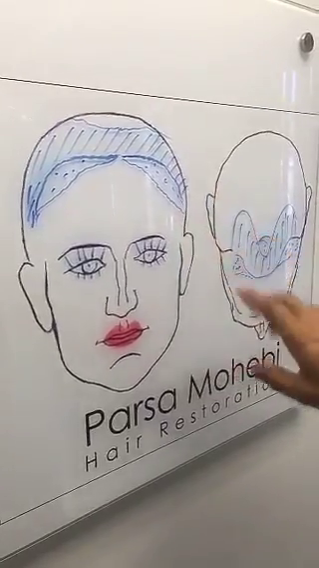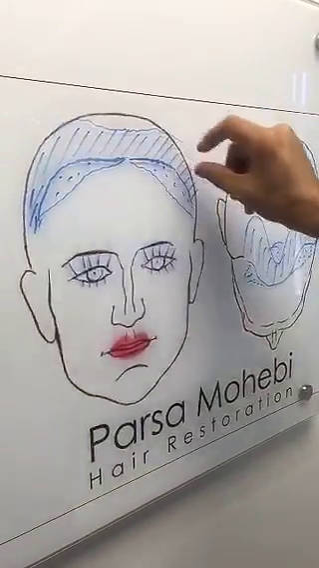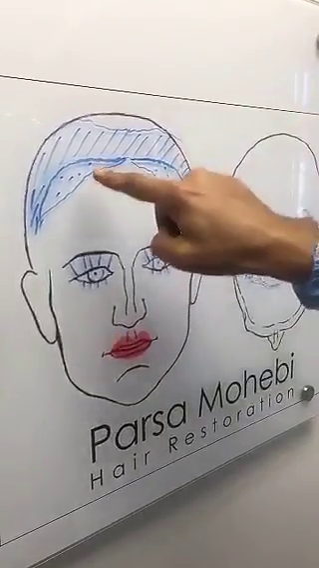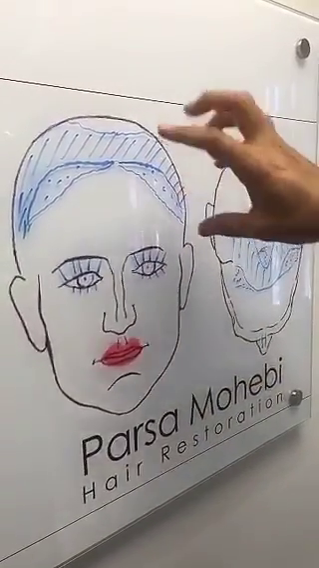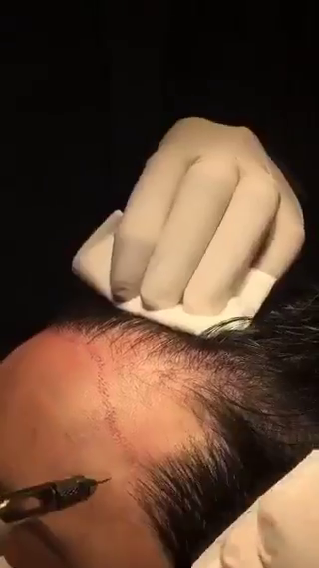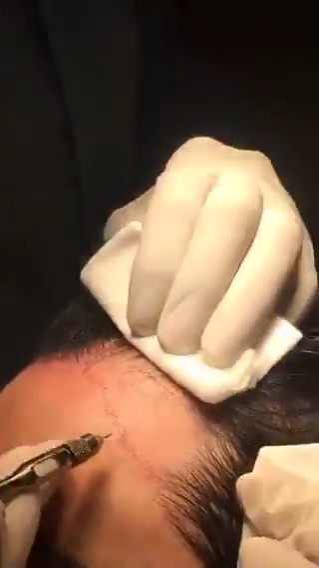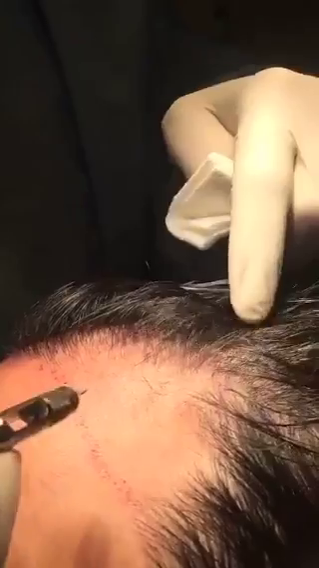Obviously, female patient. We have corners to be fully dense, and the humps areas to be completely restored, but with a lower density. These are the singles. We start with single hairs in the front. The natural hairline should have only single hairs, followed by 2s and 3s on the back and corner.